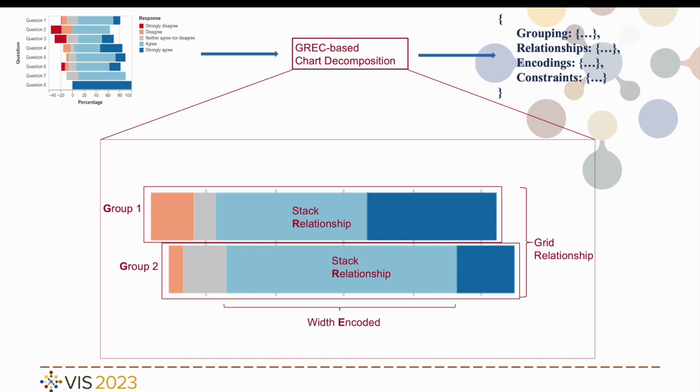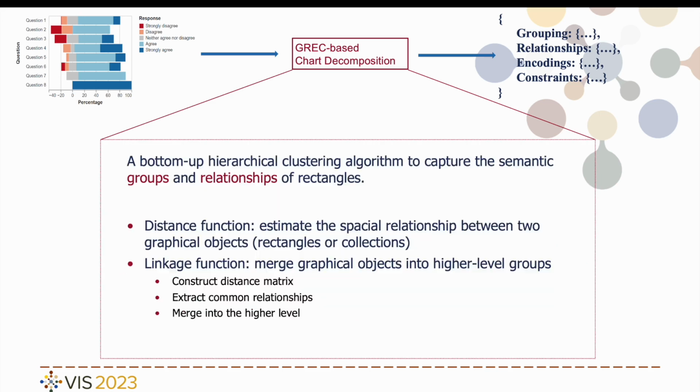Encodings specify the mapping between data attributes and visual properties of rectangles or groups. Here, the width of each rectangle is encoded with some data value. Lastly, graphical constraints enforce special requirements on the spatial arrangements of rectangles or groups. In this example, group 1 and 2 are vertically aligned by the middle of their gray bars. These four components together define the layout of this diverging bar chart.